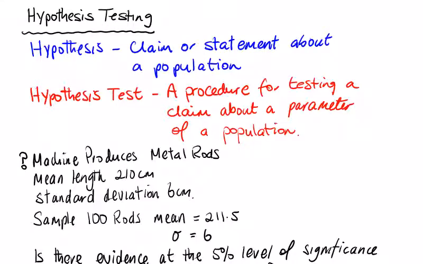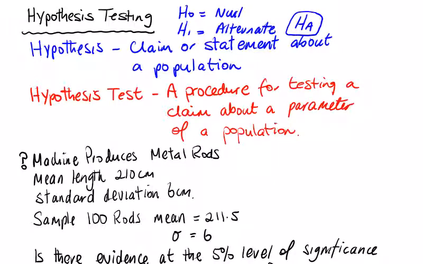Okay, let's look at this first video about hypothesis testing. We're going to be looking at H0 and H1, my null hypothesis and my alternate hypothesis. H1 can also be known as HA for H alternative. Now this is null, N-U-L-L. For H0, you're going to see a hypothesis is a claim or a statement about a population, and a hypothesis test is the procedure, this H0 and H1, for testing a claim about a parameter or a population.